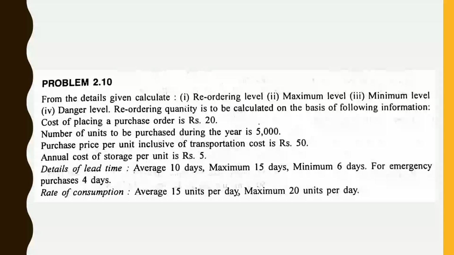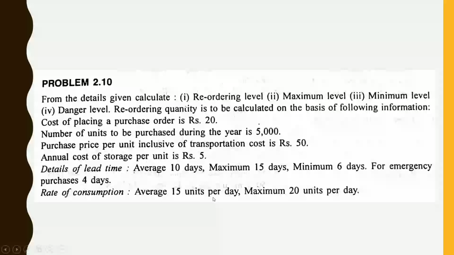So first of all, we should calculate what? Reorder quantity, because reorder quantity is not given. How is it calculated? Just like EOQ, the square root of 2CO divided by I. So here, average carrying cost is how much? Rupees 5 is given. This is the cost, so we should consider 5. That means how many percent? 10%.